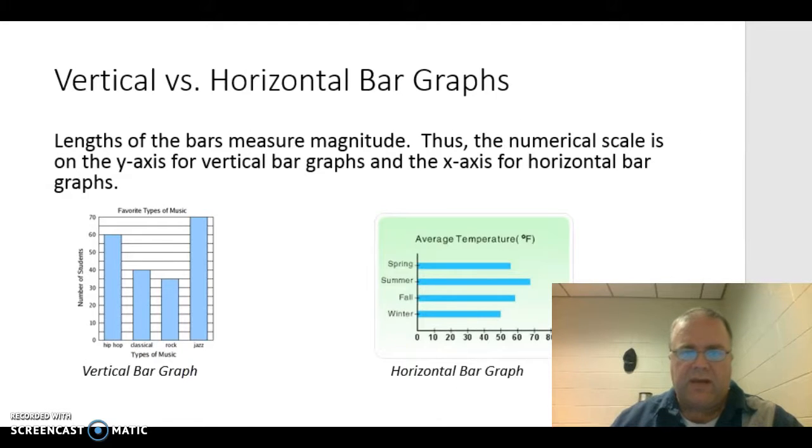All right. The lengths of the bars measure the magnitude, and we have two different types of bar graphs that we usually see. They're going to be vertical or horizontal. With the vertical graphs, the bars are going to be going up and down. The types of data is going to be listed on the bottom or the x-axis, and the magnitude or quantity is going to be listed on the y-axis or on the side. A horizontal bar graph is just the opposite. We have the types of data listed on the side or the y-axis, and the quantity or magnitude listed on the bottom or the x-axis.